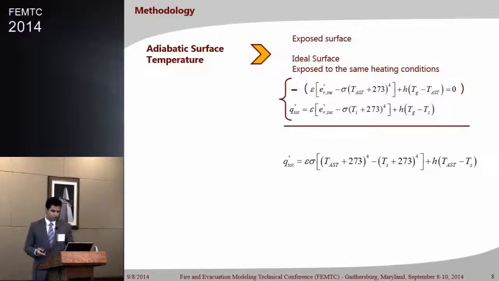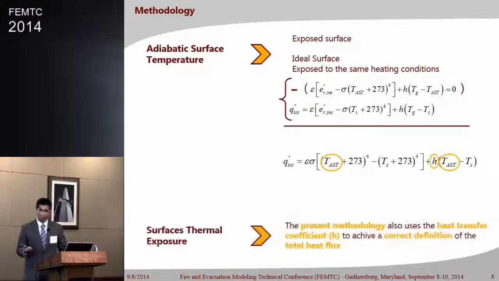This specific methodology considers that we need to include the heat transfer coefficient to solve this equation in a correct, better way. These two variables will be denominated here as the surface's thermal exposure. So now that we know the variables that we're going to transfer, we need to know how to handle this transfer.